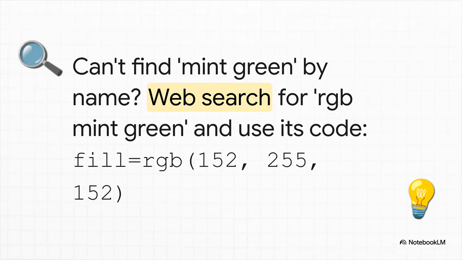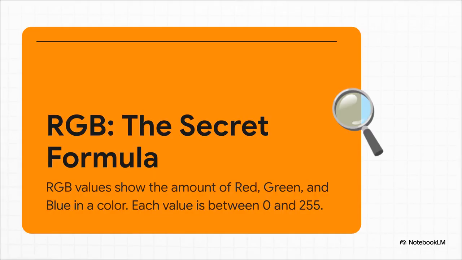So how do you find the code for that perfect shade of mint green you wanted? You just do a quick web search for RGB mint green, and boom, you'll get the 3 numbers you need to plug right into your code. So what's the secret formula here? RGB stands for red, green, and blue. You're basically giving the computer a recipe with 3 values from 0 to 255, telling it exactly how much red, green, and blue to mix together. You master this, and you can create any color your screen can possibly display.